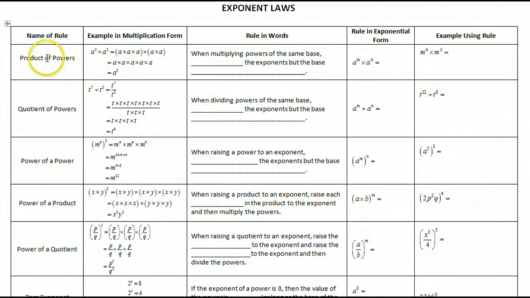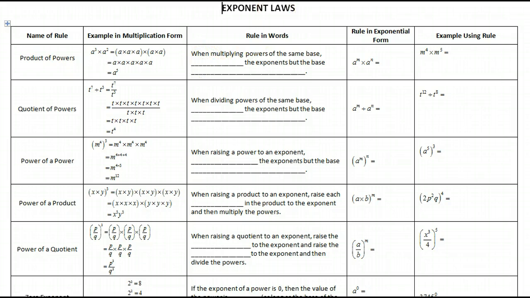First rule is the product of powers. What happens when I multiply two powers together? We call something like a cubed a power. So a cubed times a squared. Well, a cubed means a times a times a, 3 times. And a squared is a times a, 2 times. If we take this, we get 1, 2, 3, 4, 5 a's, which is a to the 5th. When multiplying powers of the same base, you add the exponents.